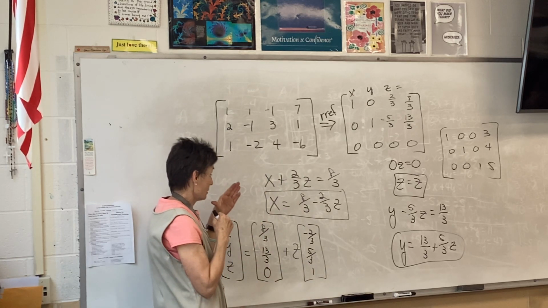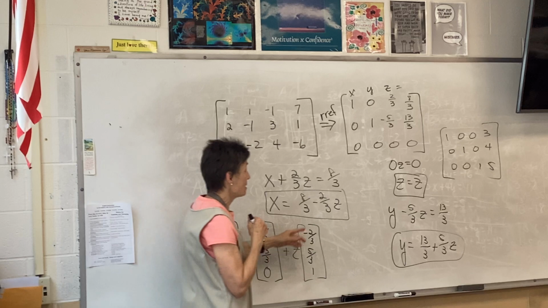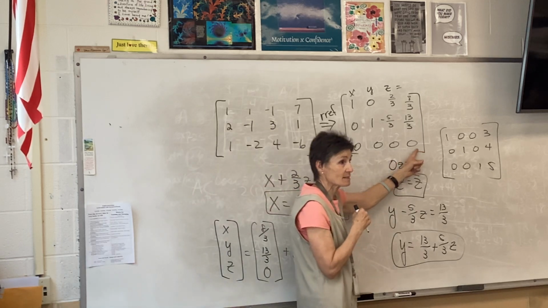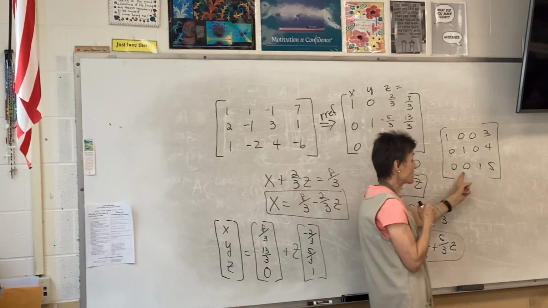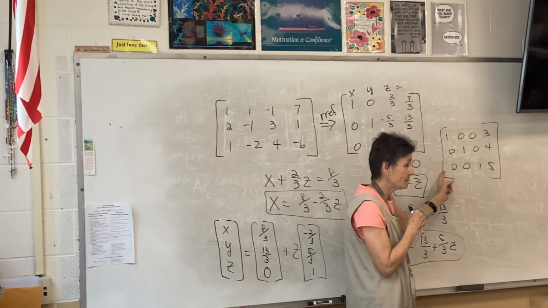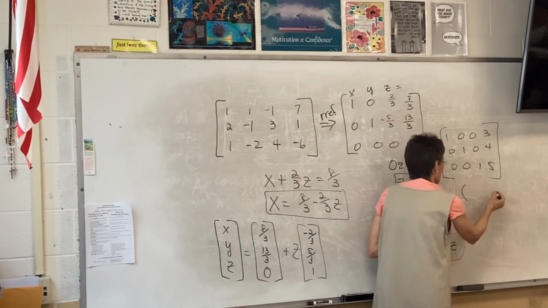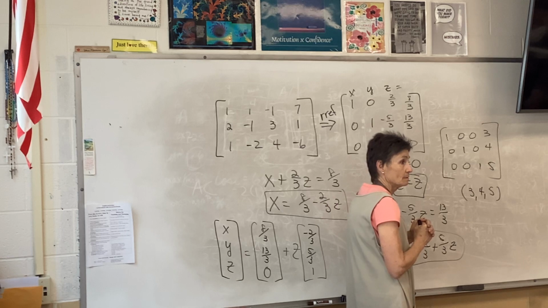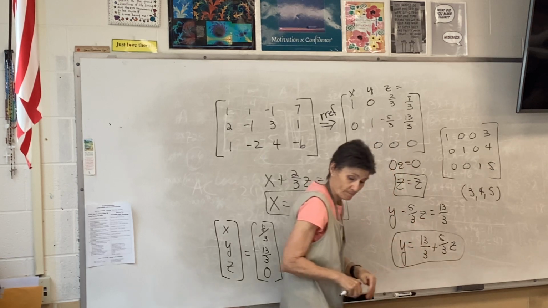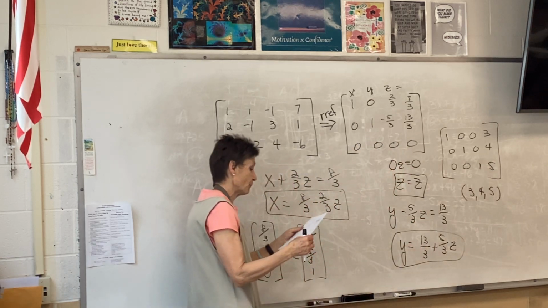Now, that's how we handle it when this happens. This is what happens sometimes. Hopefully, this is what will happen, because if this happened, your answer would just be 3, 4, 5. That would be your answer. Okay. All right, next, number 2.